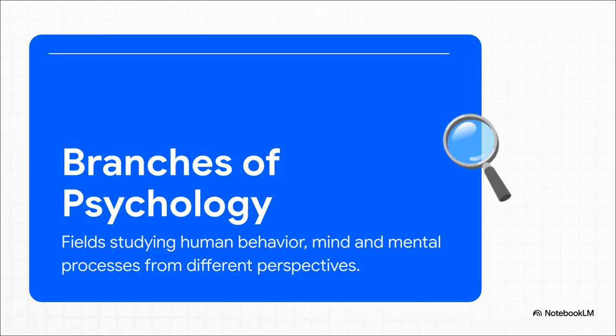Now, what's really fascinating here is the core definition. These branches are specialized fields that study human behavior, the mind, and mental processes, but from totally different perspectives. Because let's face it, you can't really understand your trainees' behaviors from just one angle, right? These 10 branches look at the exact same human behaviors, but through uniquely different lenses, giving us a really complete, holistic picture of the individual.